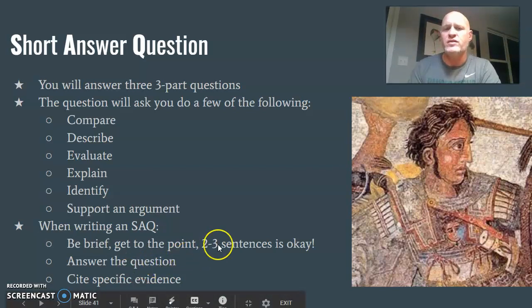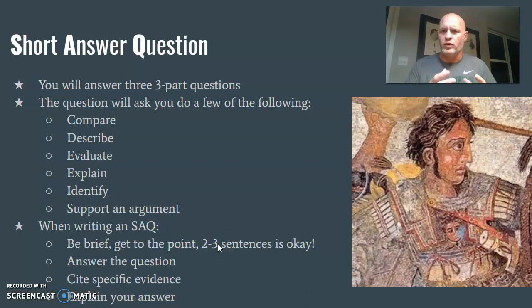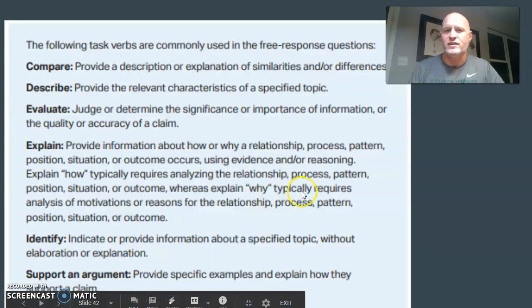And then explain your answer. Once you have appropriately answered and given a succinct answer to the question, and you've cited specific evidence, go on to make sure you have explained it and elaborated a little bit in order to make it clear what the answer to that short answer question is. So that's a nice little checklist: answer the question, cite specific evidence, explain your answer, and I'll touch on that again here in a second.